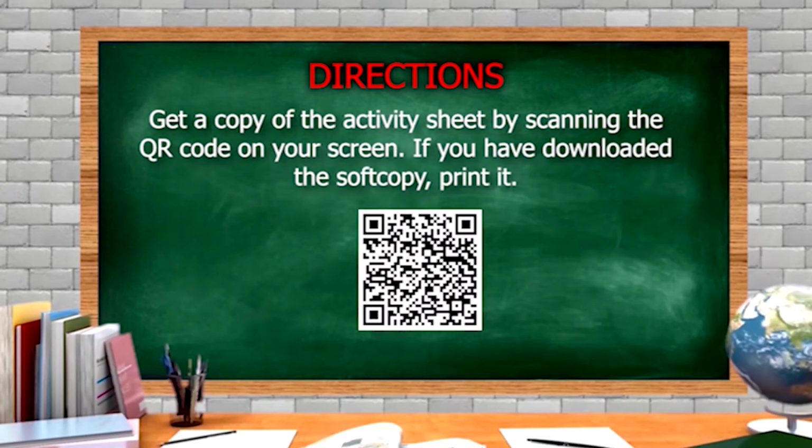Get a copy of the activity sheet by scanning the QR code on your screen. If you have downloaded the soft copy, print it. If you have the printed copy, follow the procedure.